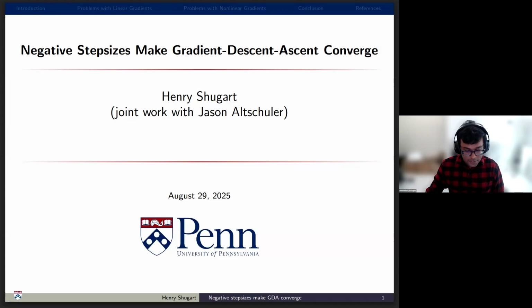Henry is a third-year PhD student in the Wharton Department of Statistics and Data Science at the University of Pennsylvania. He is advised by Professor Jason Altschuler. His research interests lie broadly in optimization and machine learning, with a particular focus on min-max problems. Previously, Henry earned his undergraduate degree from the University of North Carolina at Chapel Hill, where he majored in statistics and analytics as well as mathematics. So Henry, please go ahead with your talk.